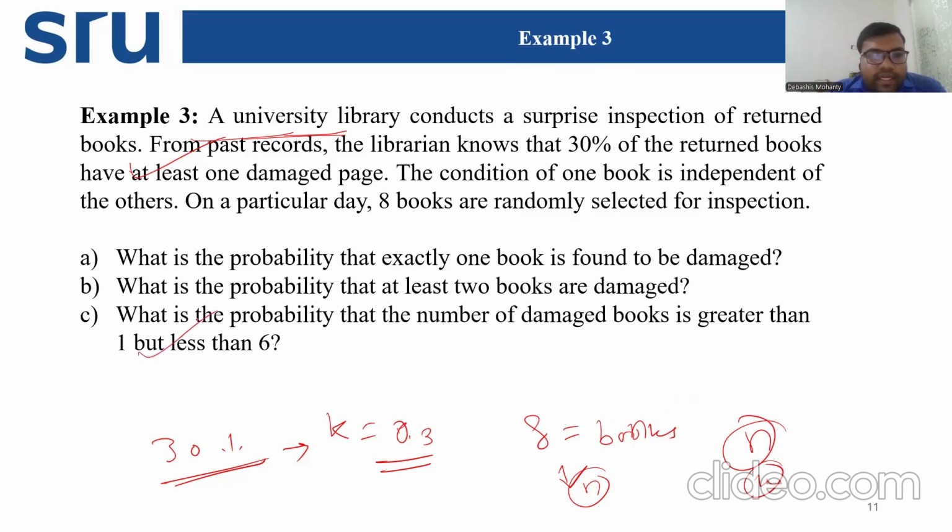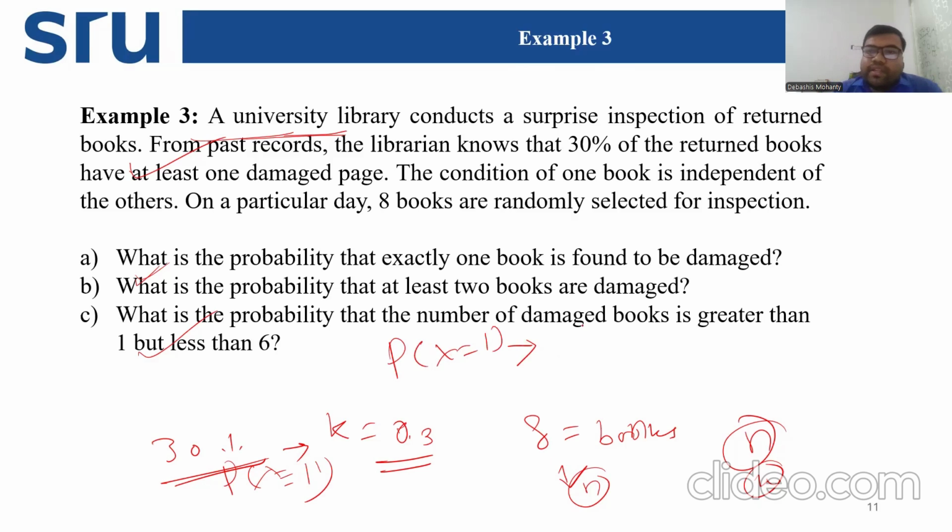The first question asks: what is the probability that exactly one book is found to be damaged? Exactly one. So students, what is the meaning of exactly one? Exactly one means here we have to calculate the probability of x equals 1. There is also at most one; that's why in the previous question we calculated the probability of x less than or equal to 1. If it is at least one, then we have to calculate x greater than or equal to 1. Are you getting my point? So for exactly one, we are calculating the probability of x equals 1.